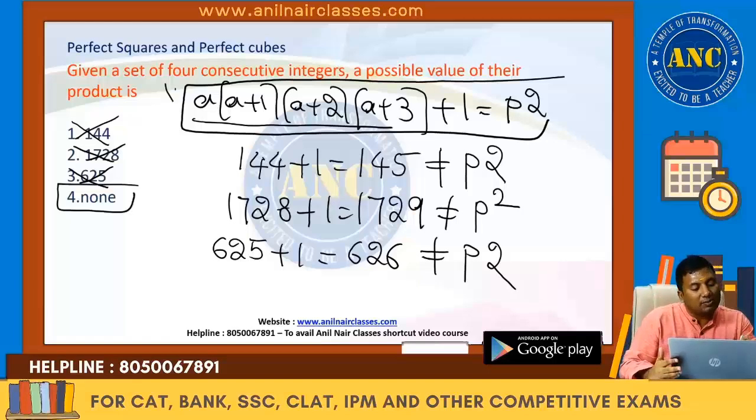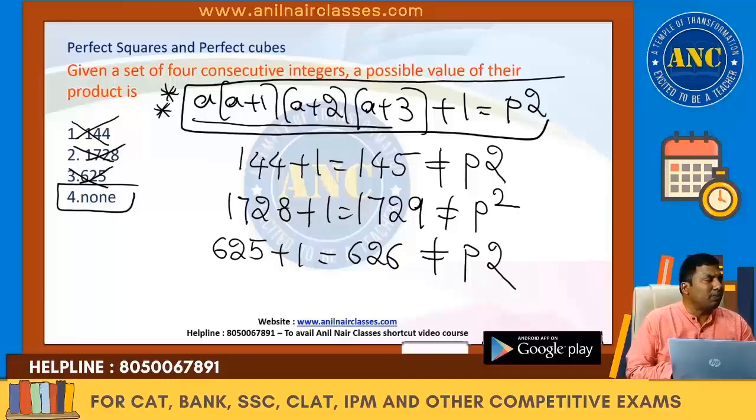What is the concept that we used here? Product of 4 consecutive integers. On adding 1, I will get a perfect square. 144 plus 1 is 145. 12 square is 144, 13 square is 169. So 145 is incorrect.